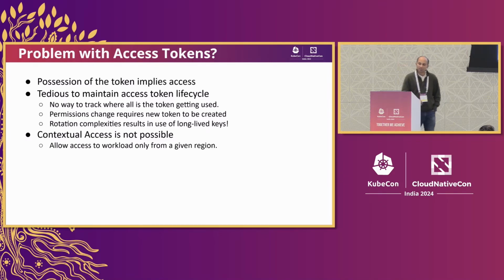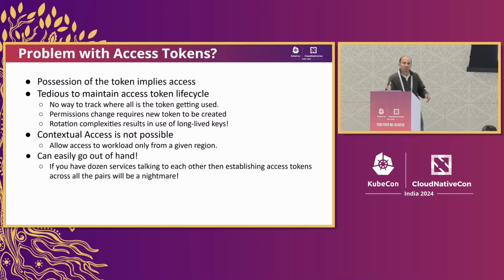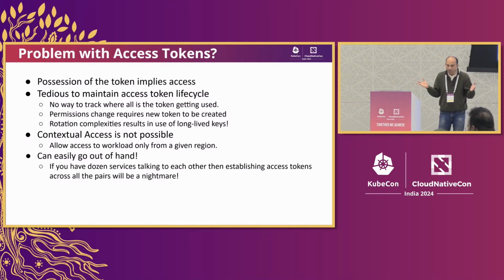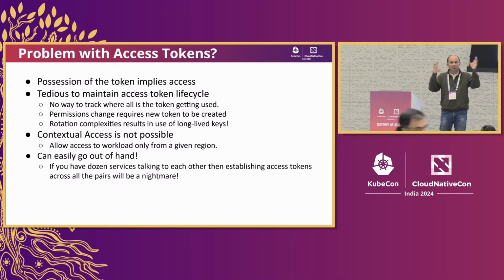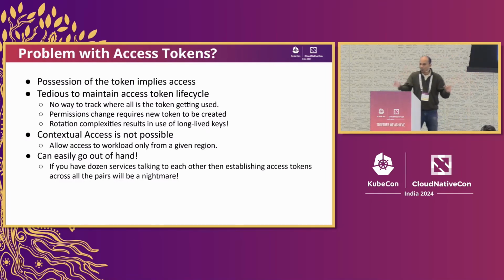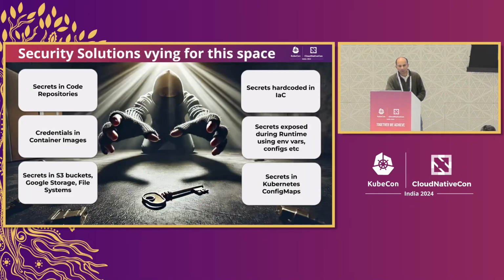A lot of times, what happens is that you want to allow access to a particular workload from a particular region. You can't do that with access keys. It's access tokens, and it can easily go out of hand. If you have a dozen microservices and you want to implement something called least permissive boundaries, like least permissive application settings, you have to have a mesh of service account tokens or access tokens. Each service talking to each other service, it quickly goes out of hand. The point being, it's extremely difficult to actually take care of access tokens.